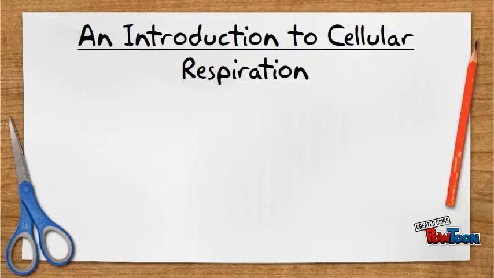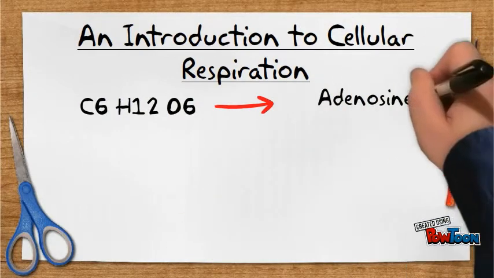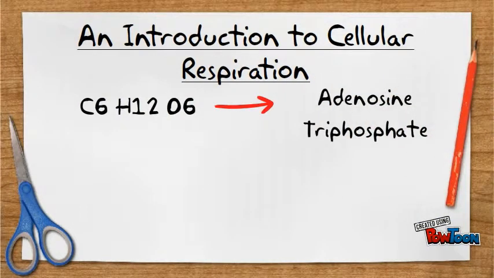An introduction to cellular respiration. Cellular respiration is the process of turning C6H12O6, or glucose, into adenosine triphosphate.